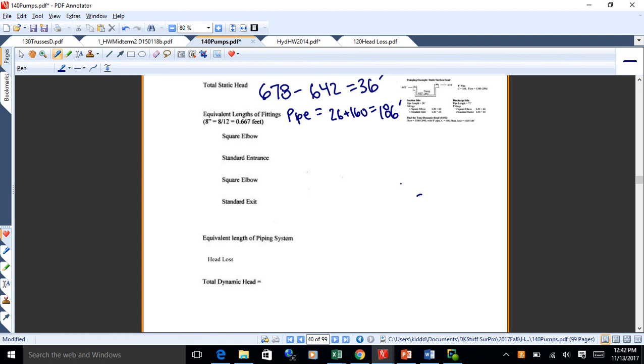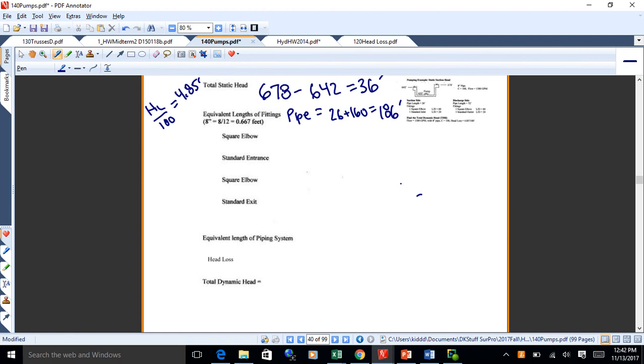Now let's find the head loss per 100. We've got 1,300 gallons per minute and 8-inch pipe. So what's the head loss per 100 on that going to be? Yeah, 4.85 feet. So that's the head loss per 100 feet of pipe. Oh, is it? Well, on ours it was. I don't know. Okay, that's a pretty easy one then.